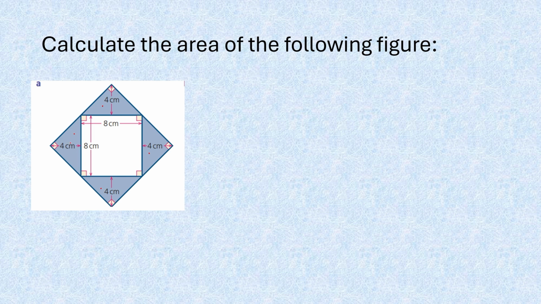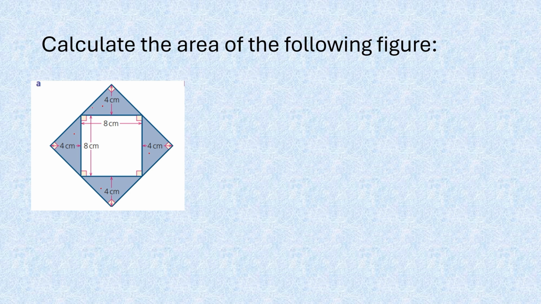Okay, so we have to find out the area of the shaded portion, which is blue, and we have to find out the area of the white portion. If we find the area of the shaded portion and the area of the white portion, and add them together, we can find out the area of the whole figure.